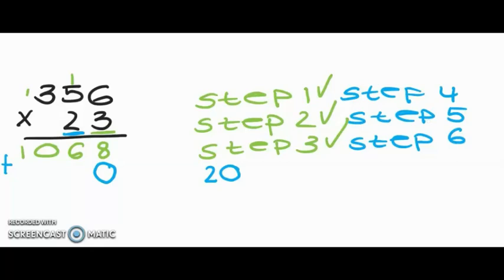What is 6 times 2? 6 times 2 is 12. What is 5 times 2? 5 times 2 is 10. Now we have to add the 1 that we stored next to the 5. That will give us 11. What is 3 times 2? 3 times 2 will give you 6. And now we have to add the 1, and that will give us 7. We completed step 4, 5, and 6.